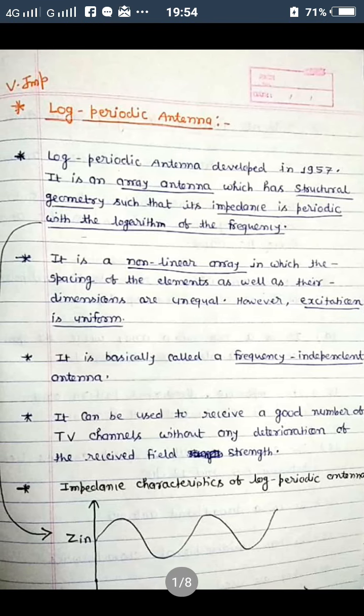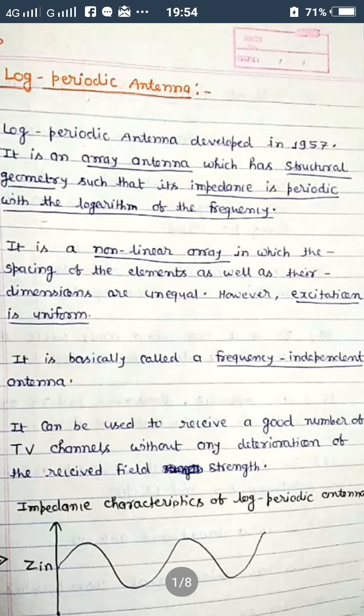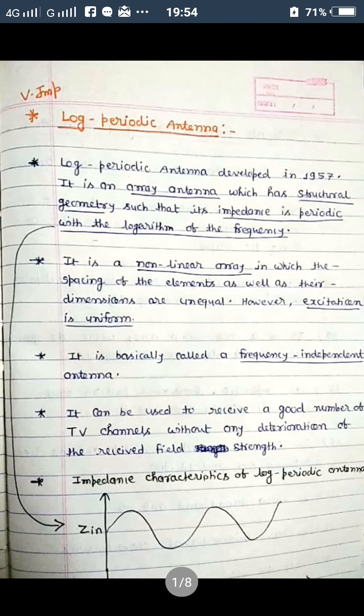But it is basically called a frequency independent antenna, which means the parameters of this antenna do not depend on frequency. It can be used to receive a good number of TV channels without any deterioration of the received field strength.